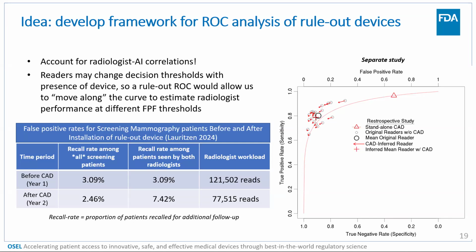And the recall rate goes up a lot, which makes sense because among patients seen by both radiologists in year 2, there will be more truly diseased patients. But then you also have the impact of the radiologists being aware that these are suspicious cases. So accounting for those changes in decision thresholds, it's really advantageous to use an ROC curve so that we can move along and estimate performance at different thresholds.